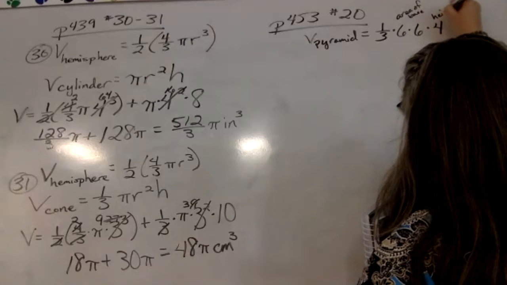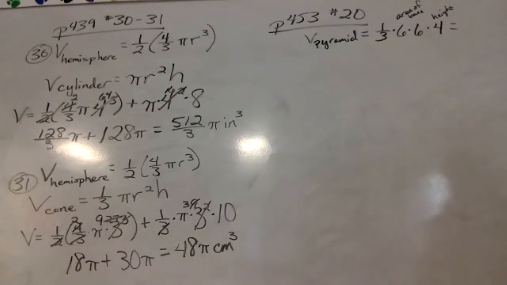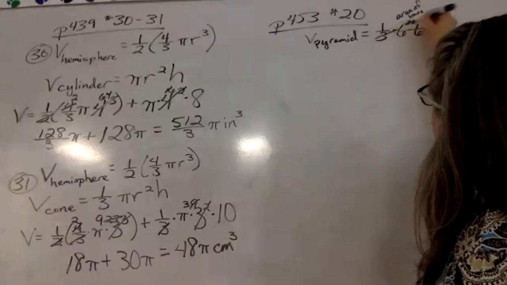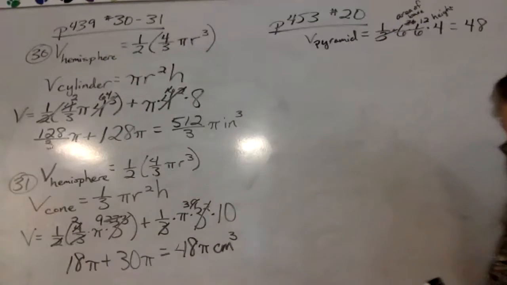times the height. Okay. So that is for our pyramid part. So I have 1/3 times 6 times 6, because that was the length and the width, times the height. So 6 times 6 is? 36. 3 goes into 36, 12 times 4 is 48. So I got 48 for the volume of the pyramid.